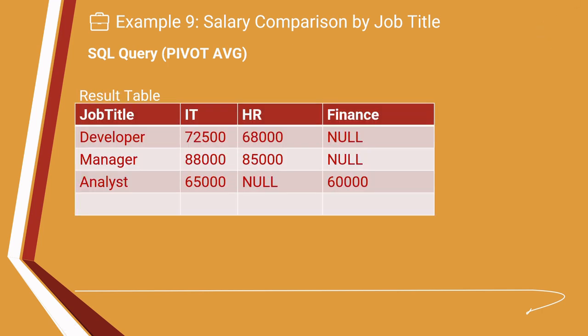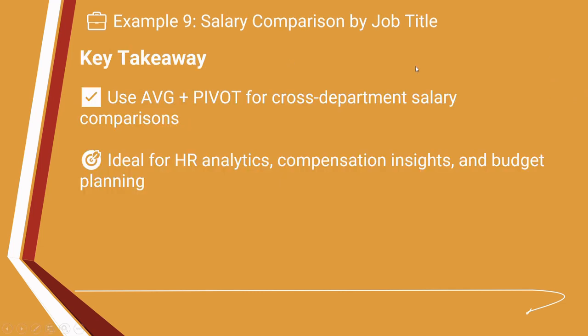This result table gives a clear comparison. For example, developers earn more in IT than in HR, and analysts have entries in both IT and finance. Using pivot with the average is a great way to provide visual salary insights for management or HR systems.